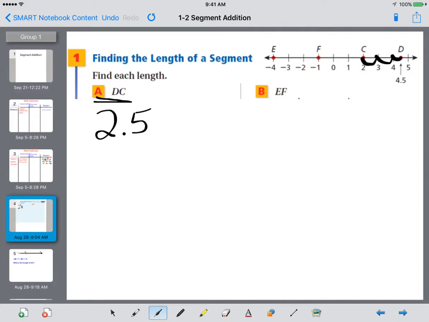The length between E and F, well, start at E and count to F. 1, 2, 3.